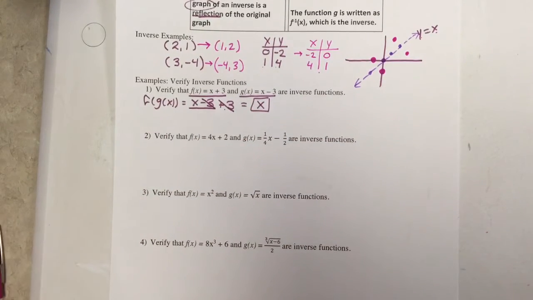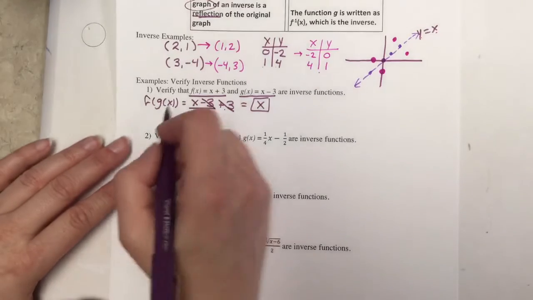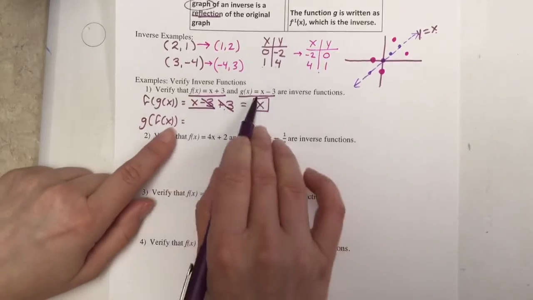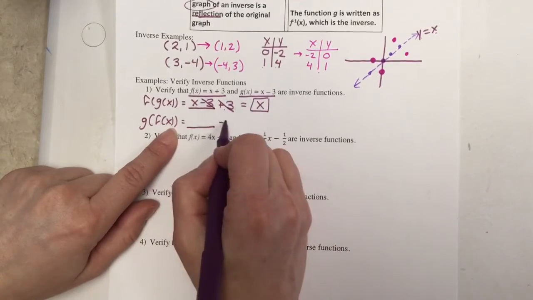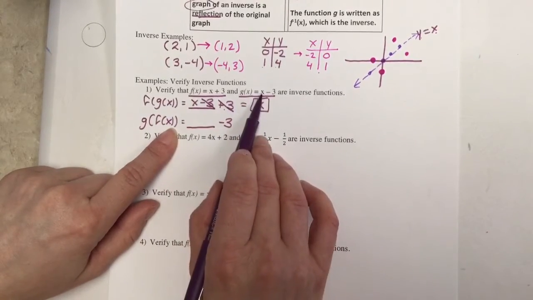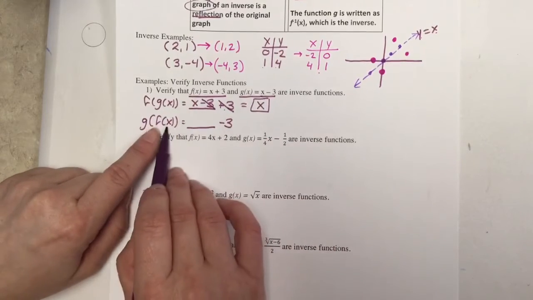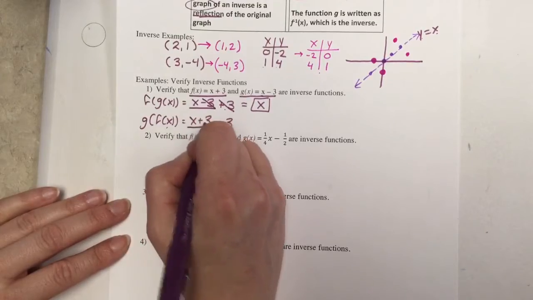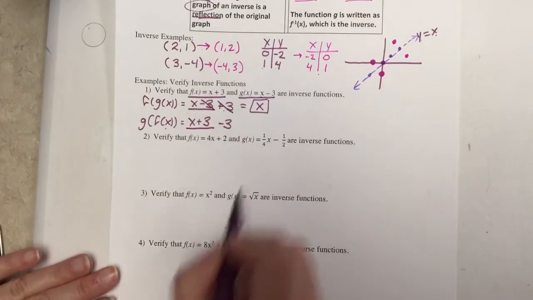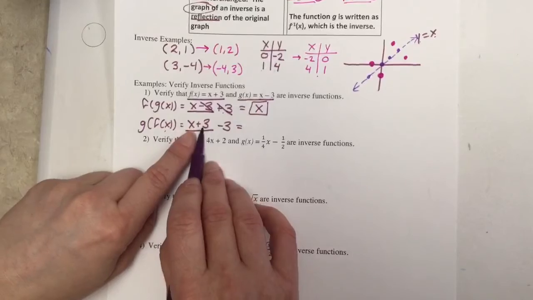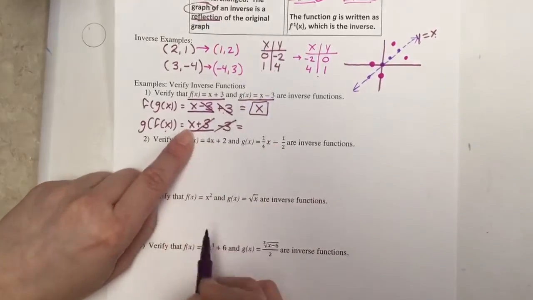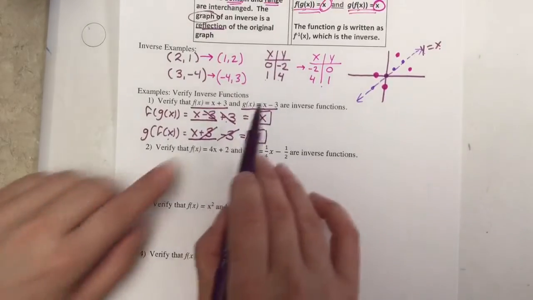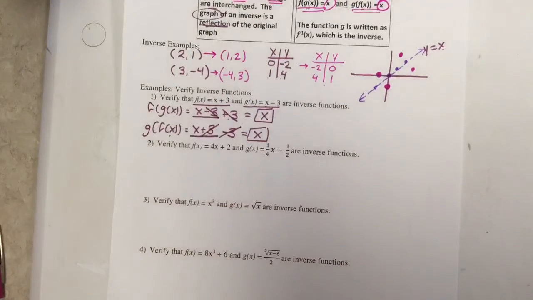So it worked one way, but you can't say that it's an inverse unless it works both ways. So g of f of x. So the g function, that's where x is, minus 3. Where the x is, I'm filling in f of x. So x plus 3 goes in that location. To simplify it, I can combine like terms. Positive 3, negative 3, you get a 0. All you have left is x. So you just verified that yes, these two functions are inverses.